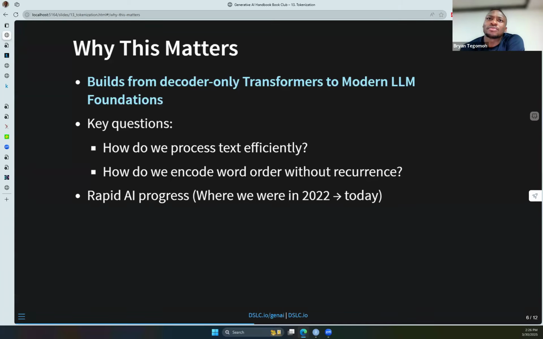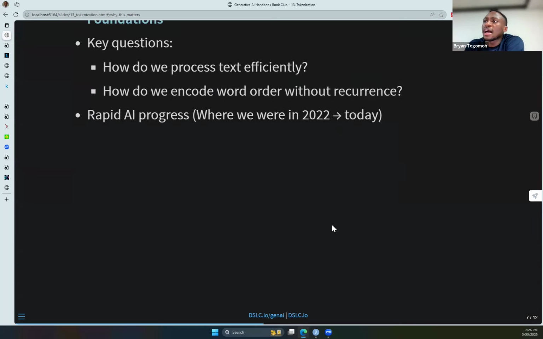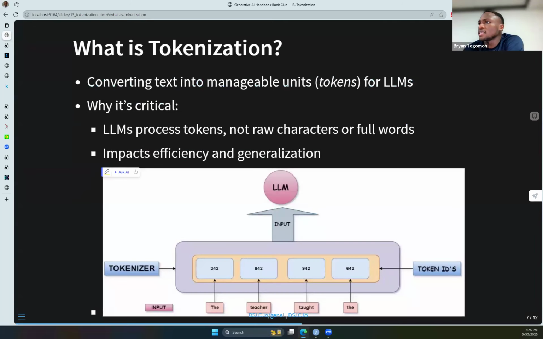If you think about early 2022, when ChatGPT was made public, we probably saw a lot of hallucinations, lots of errors and things like that. But see how much things have changed since 2022 to where we are today in terms of how text is being processed.